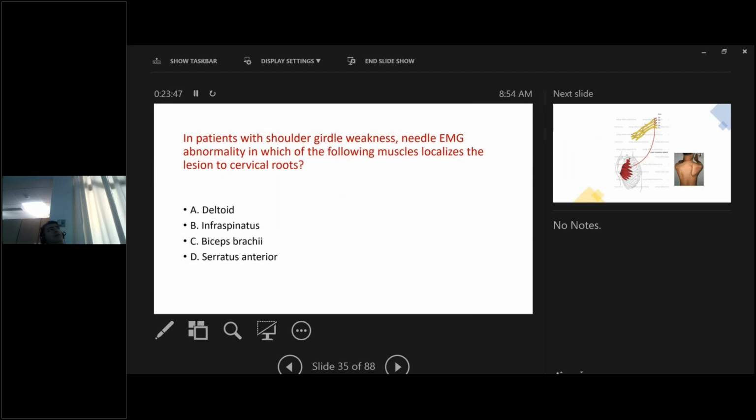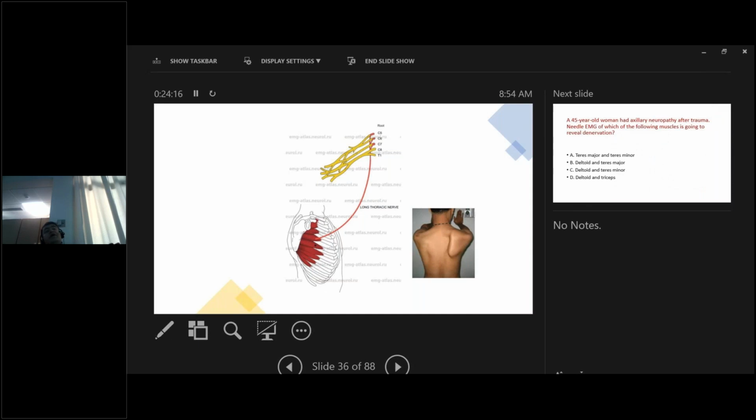Okay. In a patient with shoulder girdle weakness, so all the proximal shoulder muscles are weak, needle EMG abnormality in which of the following muscles localizes the lesion to the cervical roots? I mentioned that in the beginning. So, you know, which will make it serratus anterior. Okay. How can you pick serratus anterior abnormality? Winging of the scapula.